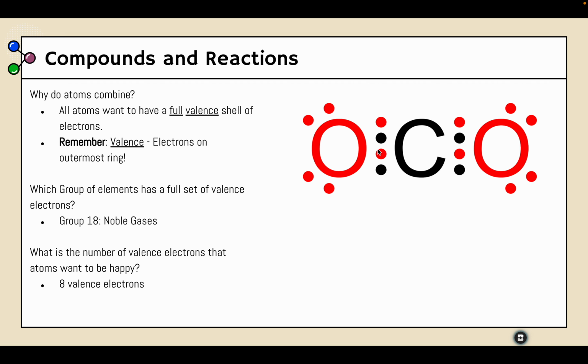So now what I want you to do is take a look at this picture here. Okay? You guys are going to learn how to make these towards the end of this unit. And what I want you to pay attention to is carbon. Okay? How many valence electrons does carbon have? It has 4. Count the black dots. 1, 2, 3, and 4.